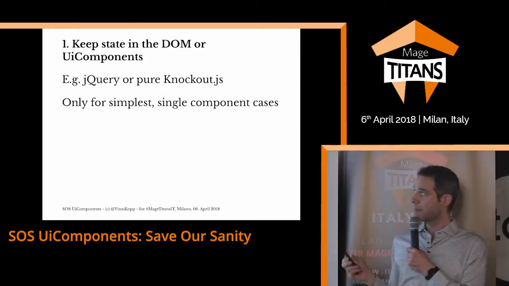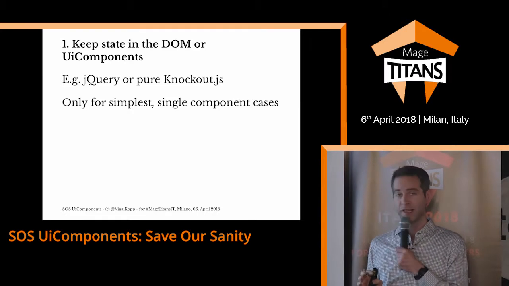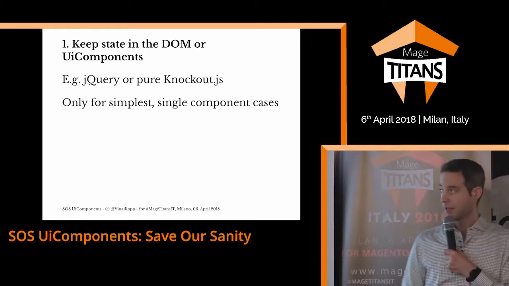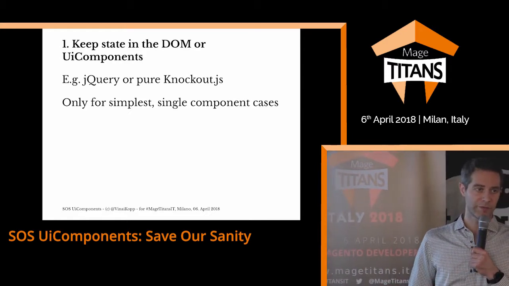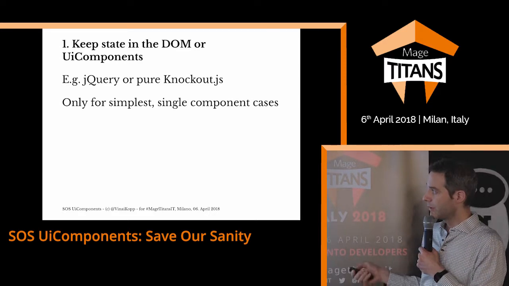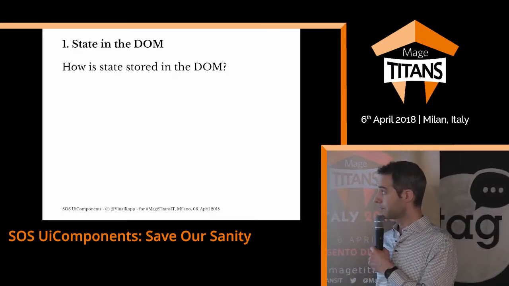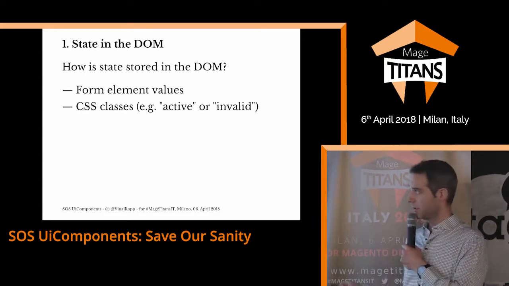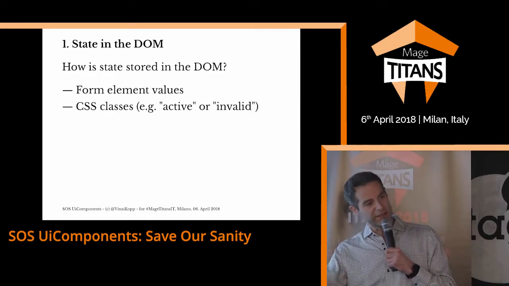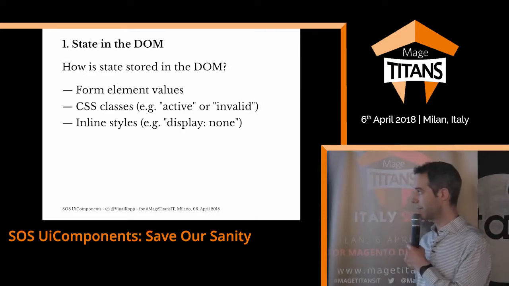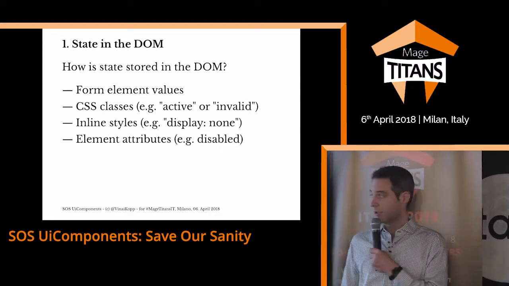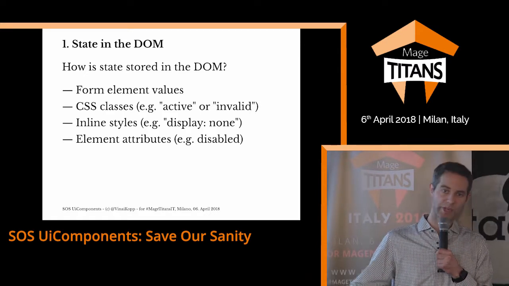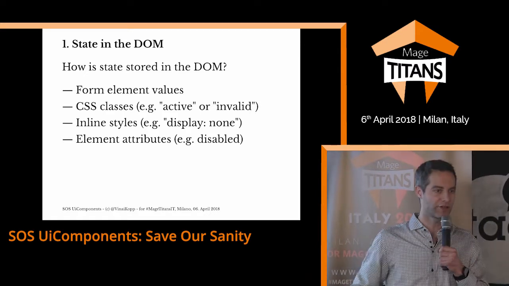So first of all, if you want to keep the state in the DOM or in the UI components, that's something that's actually only suitable for the most simple use cases. And that would be pure knockout, for example, or pure jQuery. jQuery usually uses state in the DOM. And what I mean by that is it could be a value in a form element, or CSS class names, like we set an active flag or a hidden flag or stuff like that, or styles directly, or element attributes, right? So that's state, we can set it in the DOM, we can read it from there, and that's how we can construct our application.